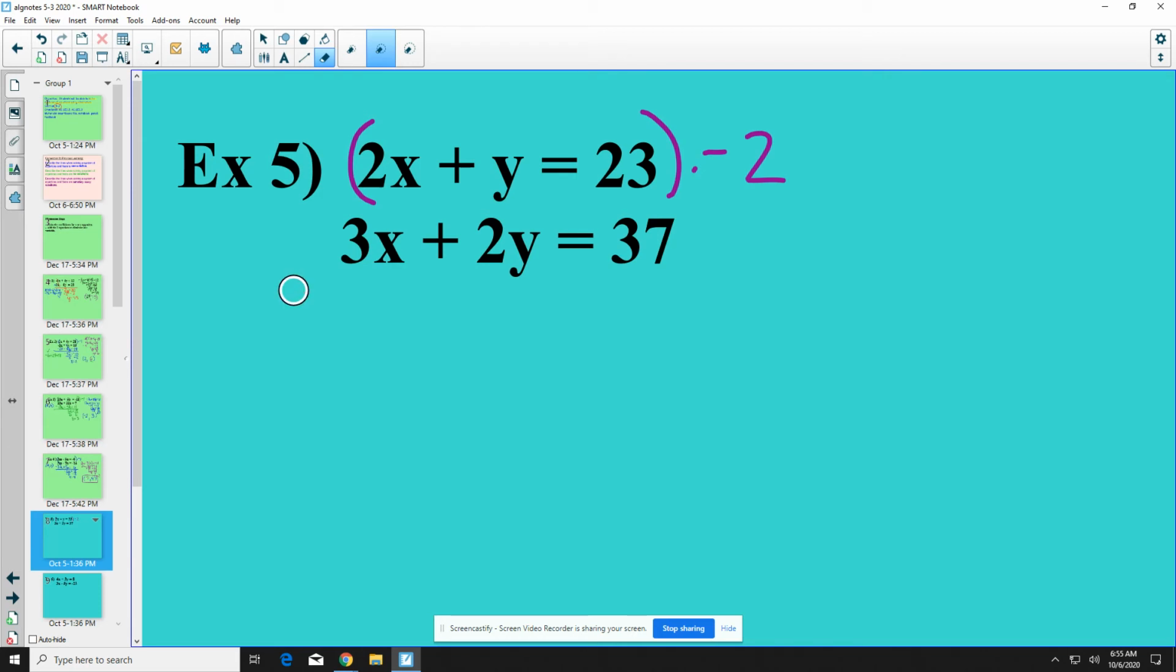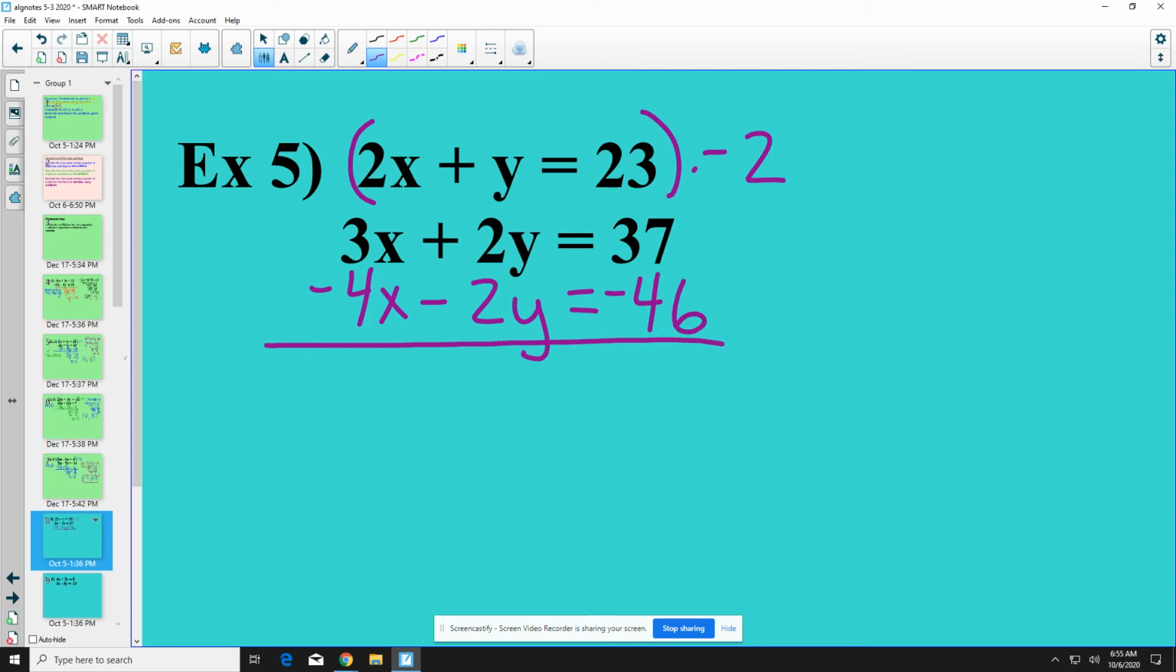So if I multiply the top one by negative 2, let's see, do this with me, negative 4x, negative 2y, and 23 times negative 2 is negative 46. Okay, then I'm going to add together. So I know my y's are going to be eliminated.